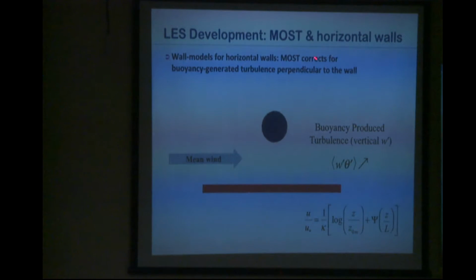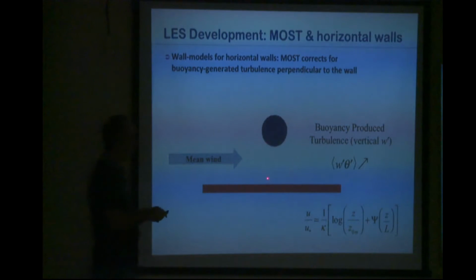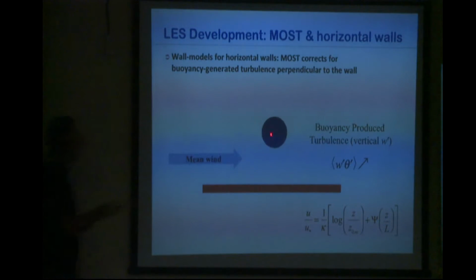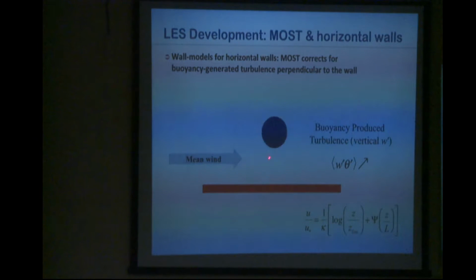Now, Monin-Obukhov similarity is a correction of the log law for when you have buoyancy. If buoyancy is going to generate turbulence in the vertical direction, by generating turbulence in the vertical direction, it basically increases the vertical fluxes in the ABL. And so we use this Monin-Obukhov correction to correct for this extra turbulence.